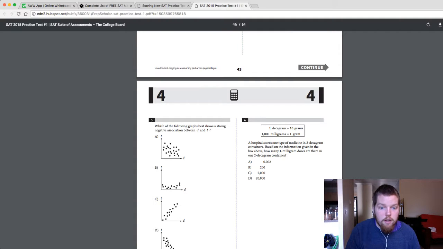And then for A, this is no association at all, because as d gets larger, t is small and large. Like if we picked out here when d is large, there's a small t, and then it goes all the way up here to a t that's bigger. So there's no association here. We wouldn't be able to draw a trend line through there.